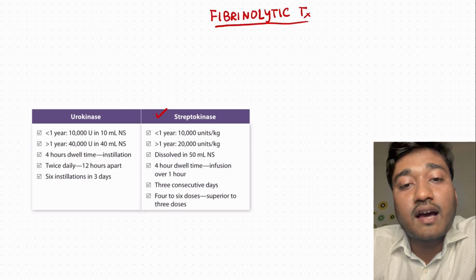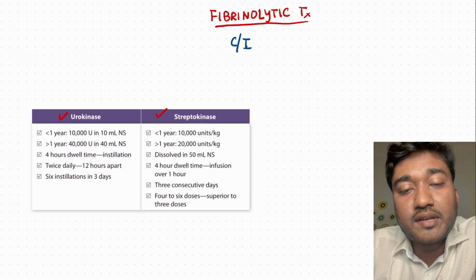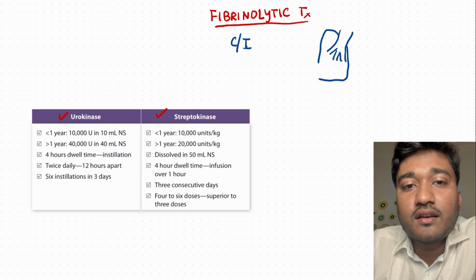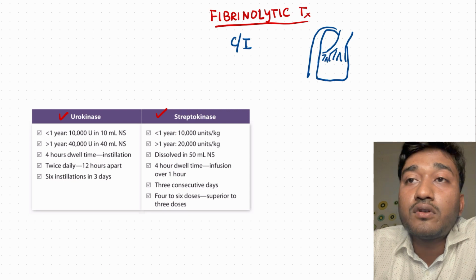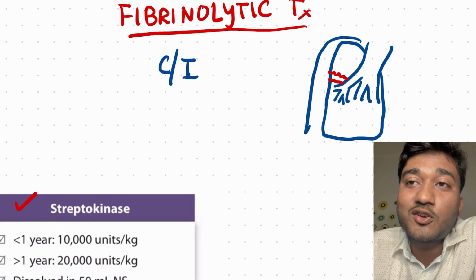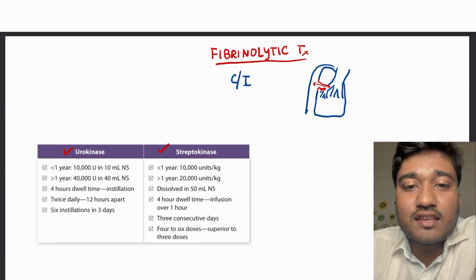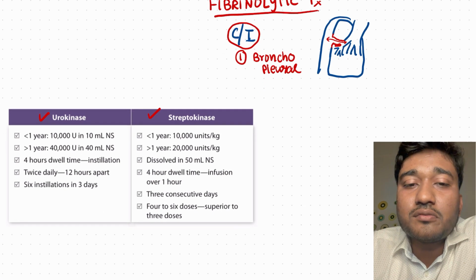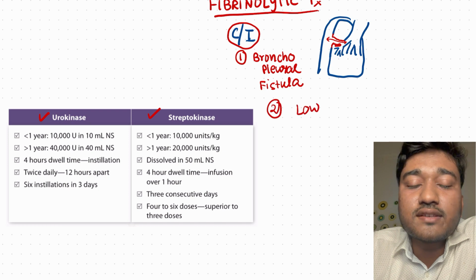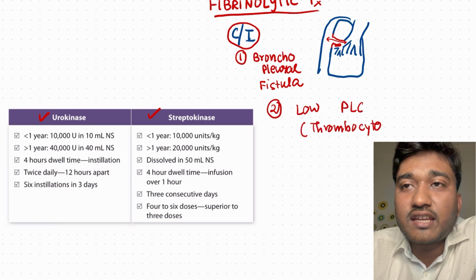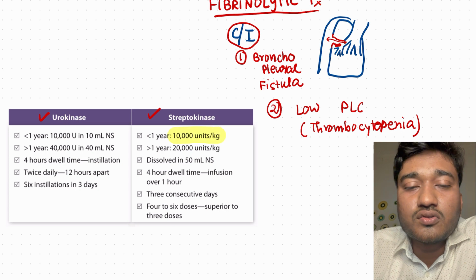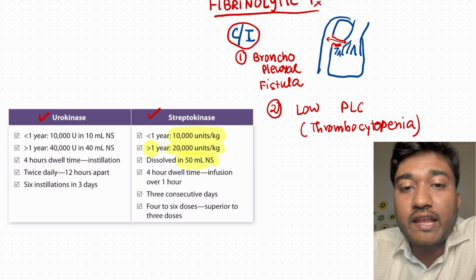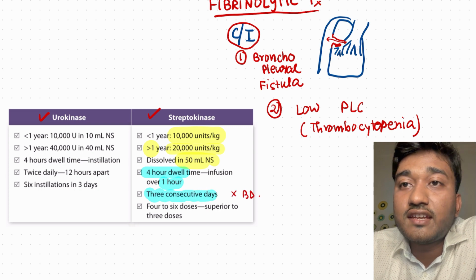Okay, once the ICD has been put into place, fibrinolytic therapy should be started, and before giving fibrinolytic therapy, you must know what are the contraindications of fibrinolytics. Okay, contraindications are like bronchopleural fistula, because bronchopleural fistula can happen in case of necrotizing pneumonia caused by Staphylococcus aureus. Okay, so the contraindication is bronchopleural fistula. Another contraindication is thrombocytopenia, that is low platelet count, because if you are giving it, the patient can bleed.